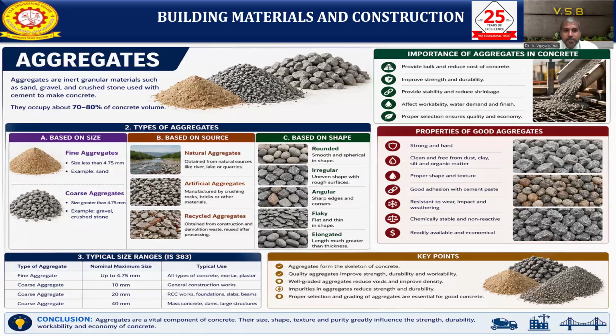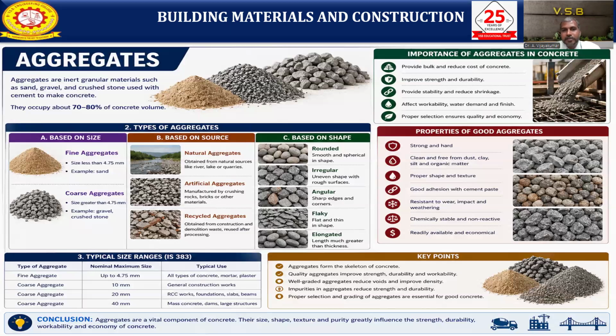Based on the source, meaning where we can get the aggregate, one is natural aggregate, obtained from natural sources like rivers, lakes, and quarries. Then there are artificial aggregates, manufactured by crushing rocks, bricks, or other materials. Recycled aggregate is obtained from construction and demolition waste, and is reused after processing.